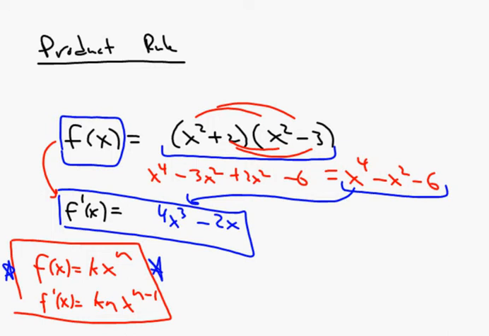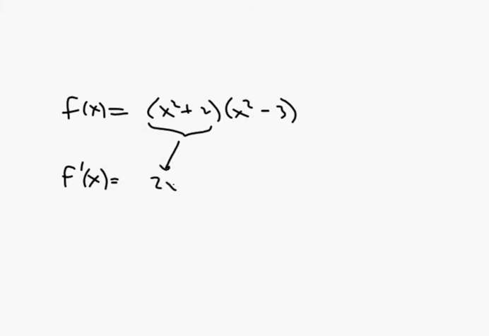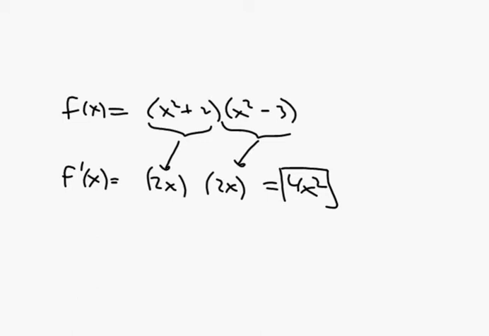So, let me propose a way that some of us may have looked at this. Ready? We had f of x equals x squared plus 2 times x squared minus 3. And what someone may have done is say, hey, I'm not going to multiply those first. I'm just going to take the derivatives first and then multiply the answers and see what we get. So if we take the derivative of this first piece, we get 2x. And if we take the derivative of that second piece, we get 2x. And then when we take the product, we get 4x squared.